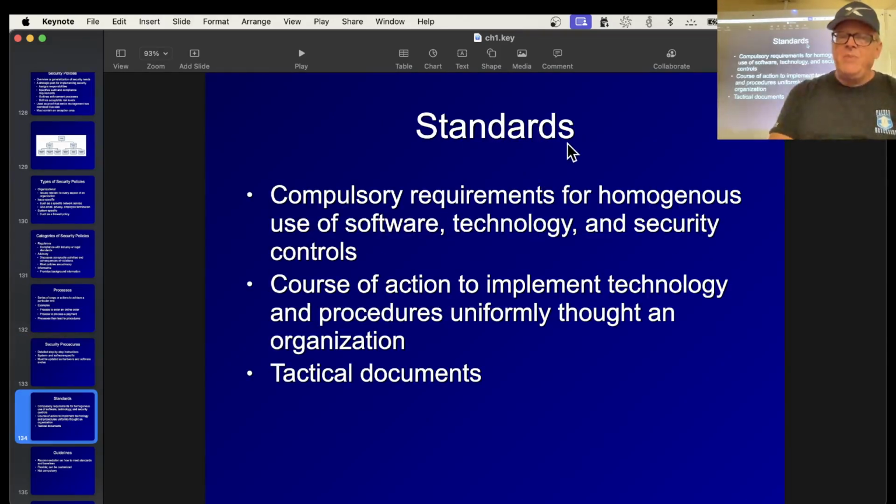And standards are compulsory requirements where you specify we're going to use McAfee antivirus, never anything else, and everybody will use the same version of it. So we have standardization. This is generally very common because your IT department doesn't want to support a whole bunch of different software. So typically they standardize on something like the Microsoft version of everything, so it's easier to control.